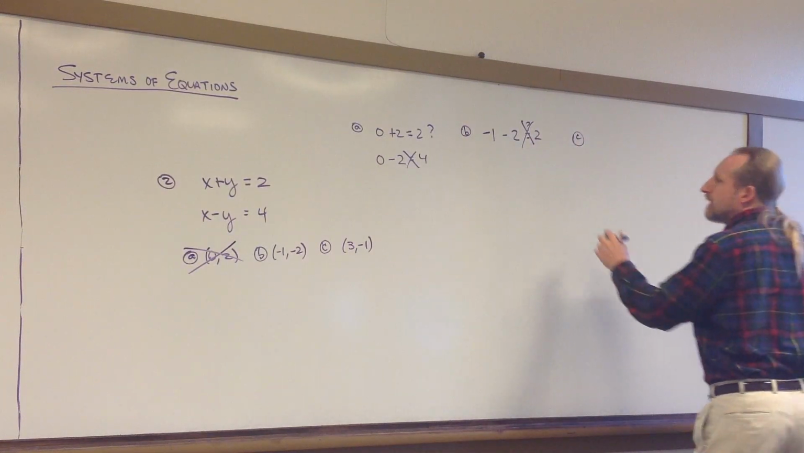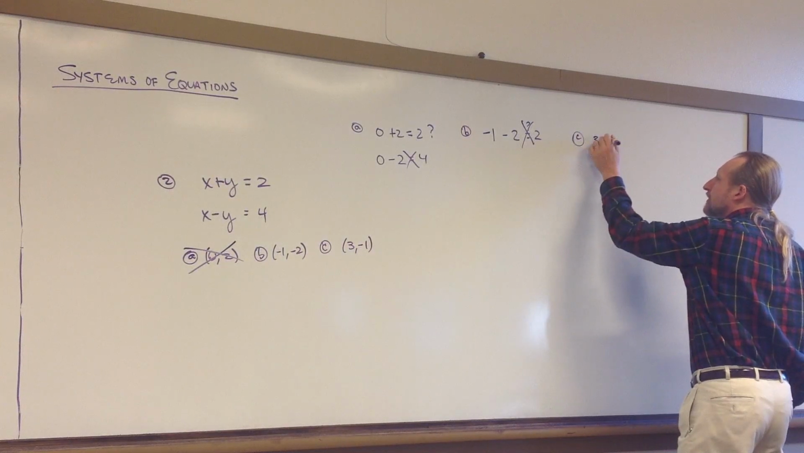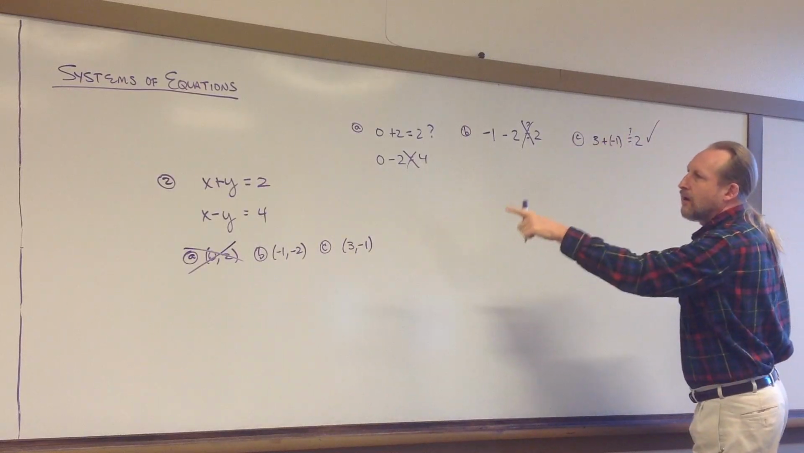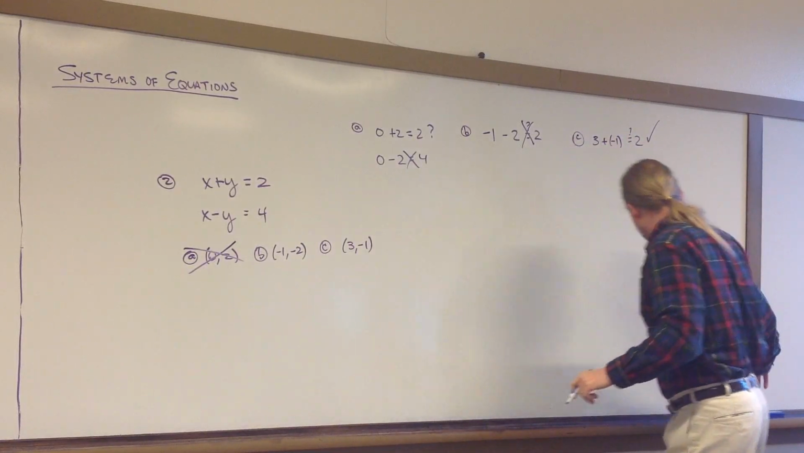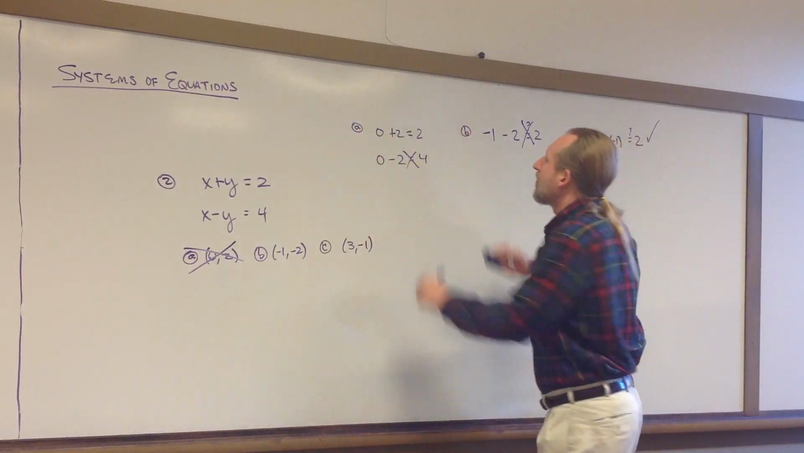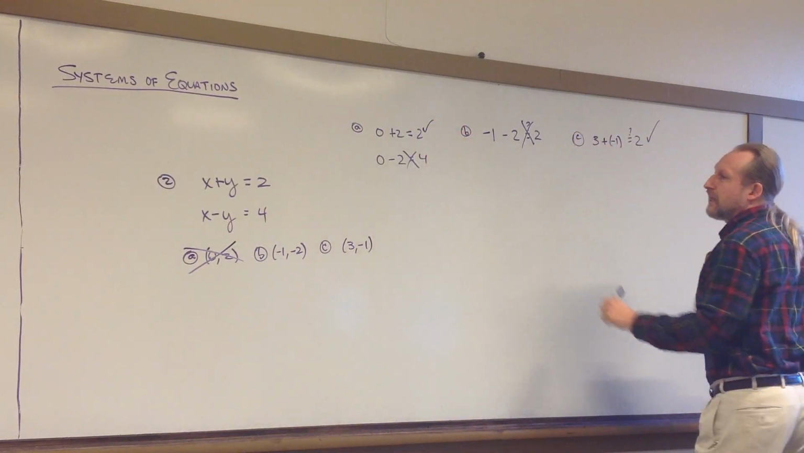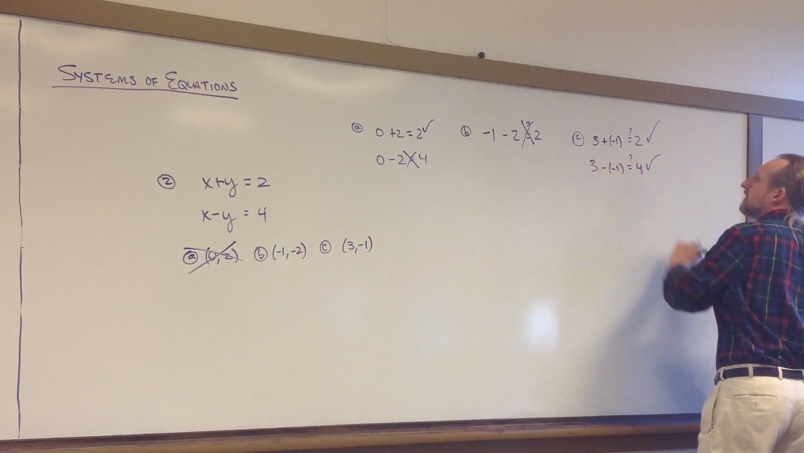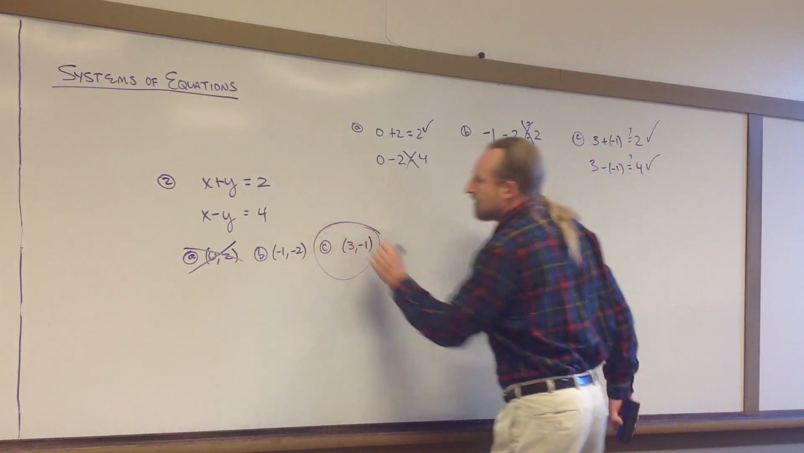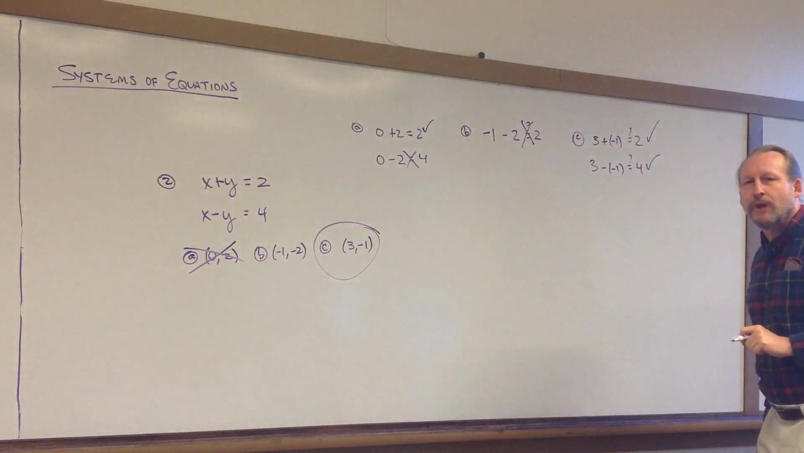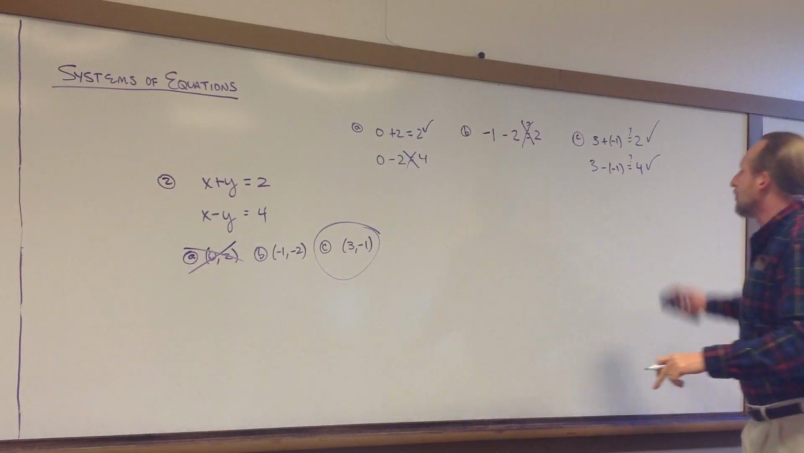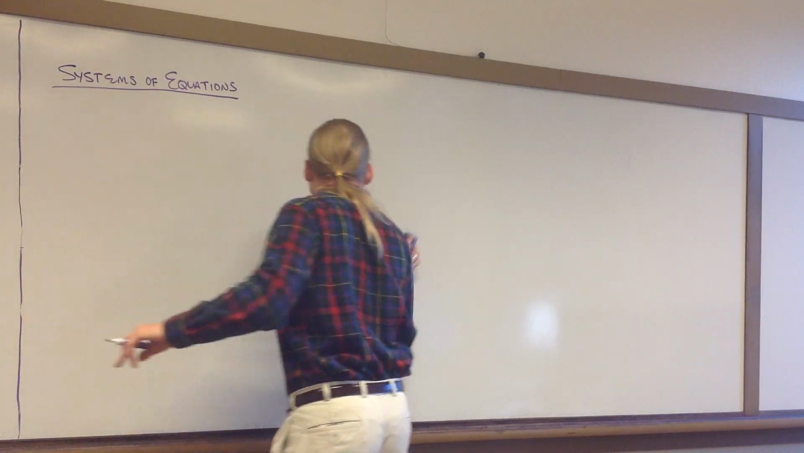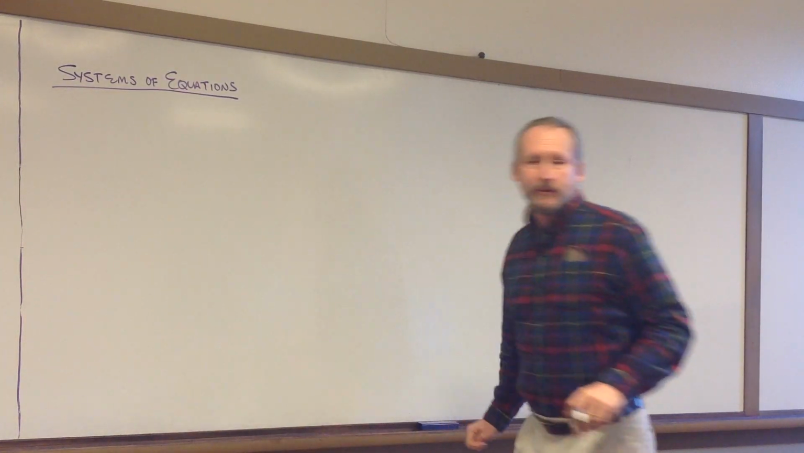All right, what about 3, -1? So 3 plus -1, is that equal to 2? Yes, good. What about the next one? Is 3 minus -1 equal to 4? Yes, it is. Okay, so that says that ordered pair C satisfies that system of equations because it satisfies both equations. Let's look at one more of these, and then we'll move on to the systems where we want to solve them by graphing.